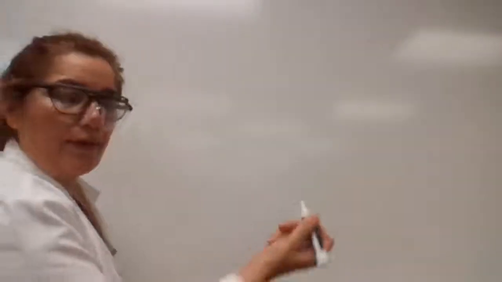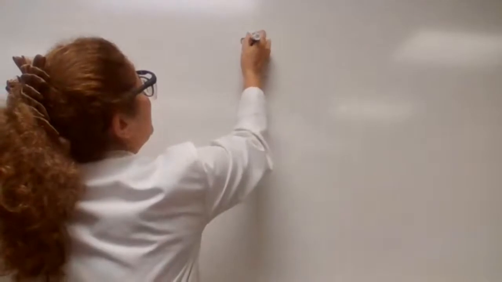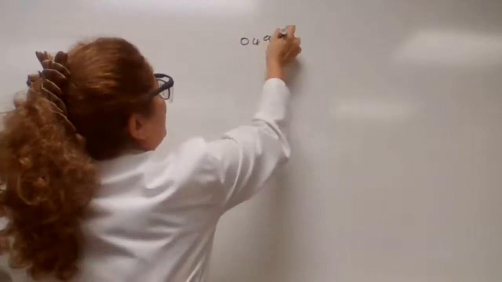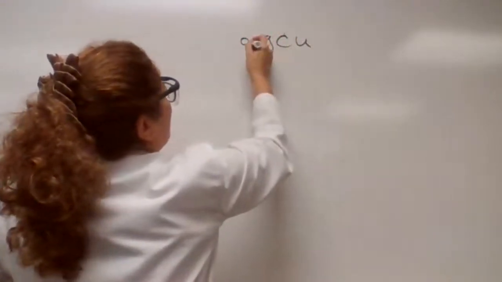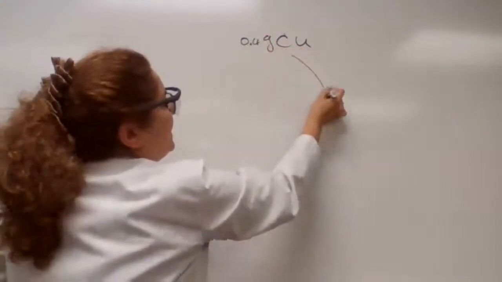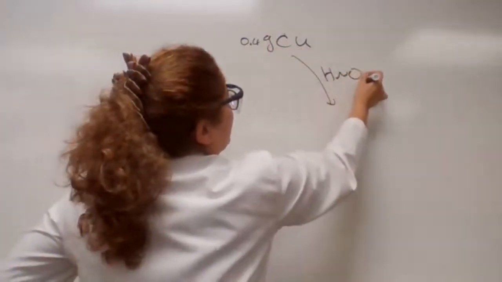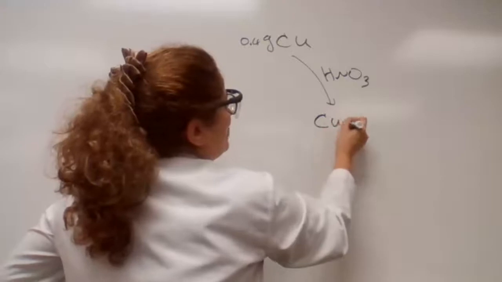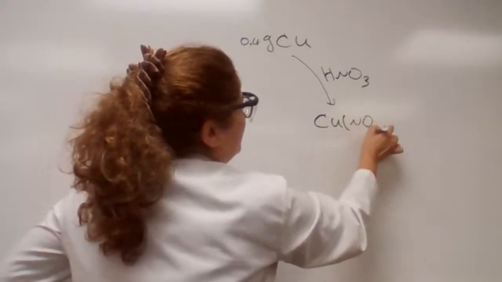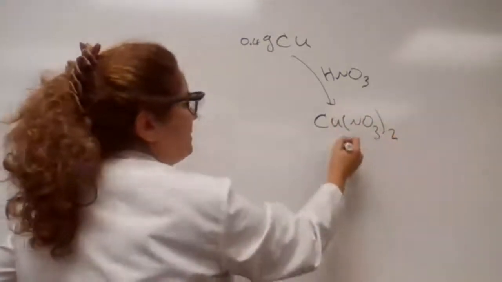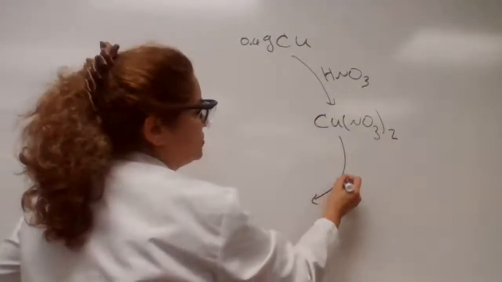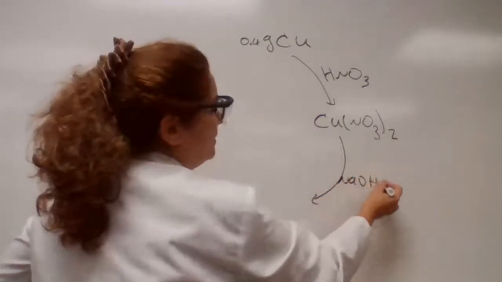Reactions of copper. So we are going to start with 0.4 grams of copper. When we add nitric acid, we will change to copper nitrate. To the copper nitrate, we are going to add sodium hydroxide.